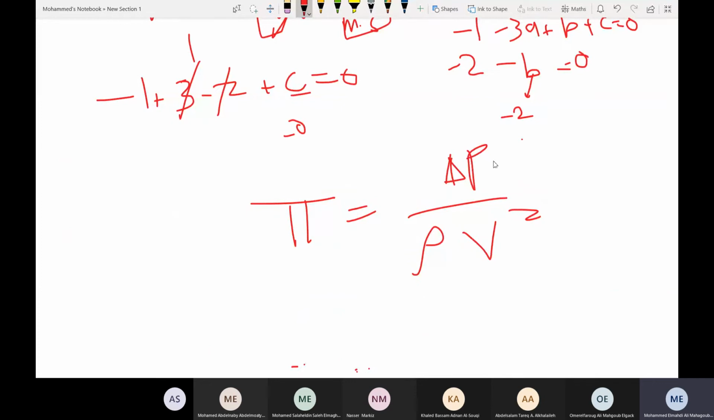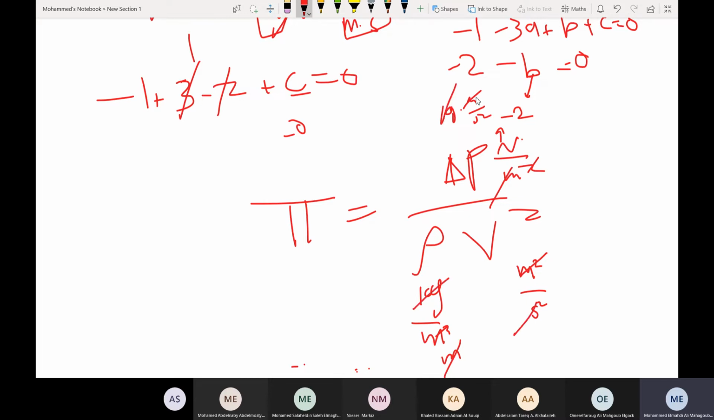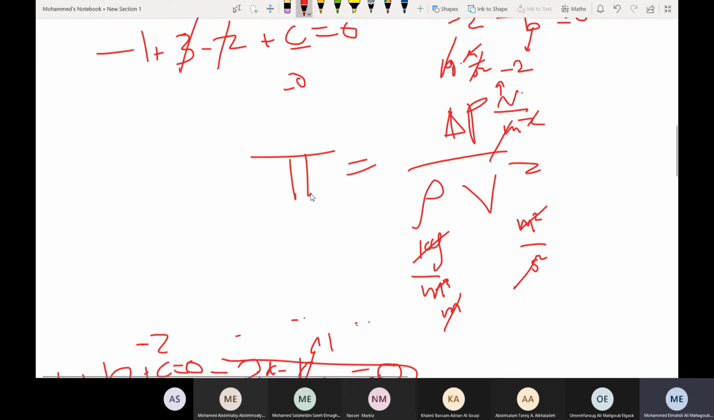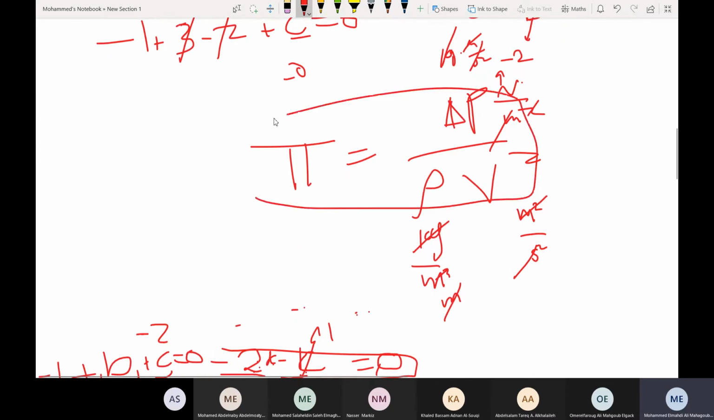Okay, if you want to check it, just put the units. We have here Newton per meter squared. We have here kilograms per meter cubed. We have here meter squared over second squared. Of course I can take this one with this one, and I have meter. And inside the Newton, I have a kilogram dot meter per second squared. So I can take this one with this one, and then finally this with this. The meter is gone, kilograms is gone, seconds is gone. It's just to check it after you finish. Okay, this is the first pi, pi 1.